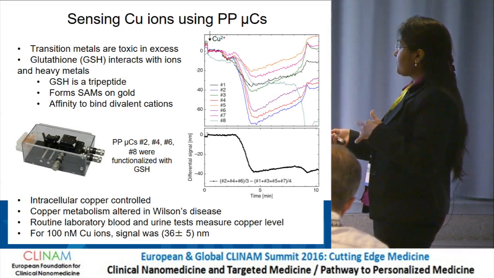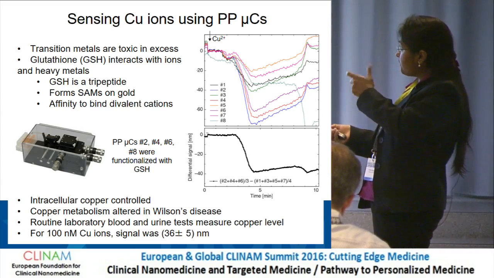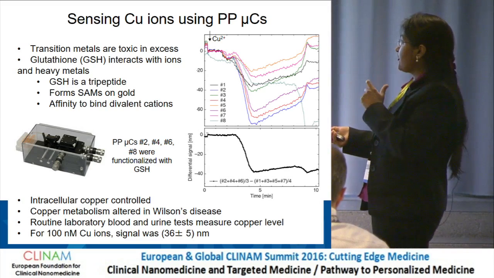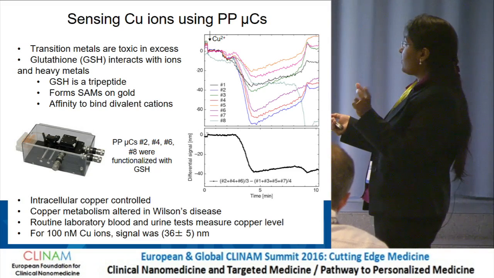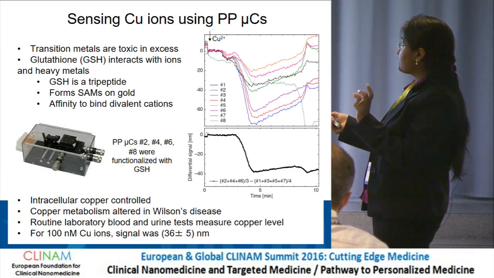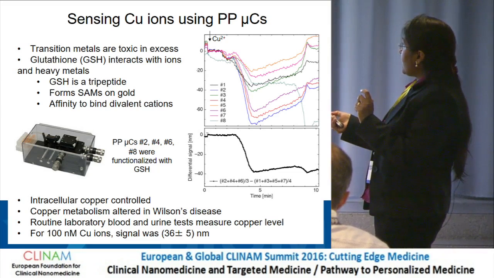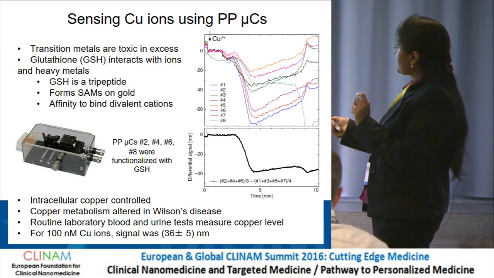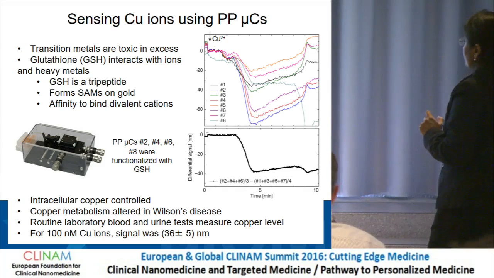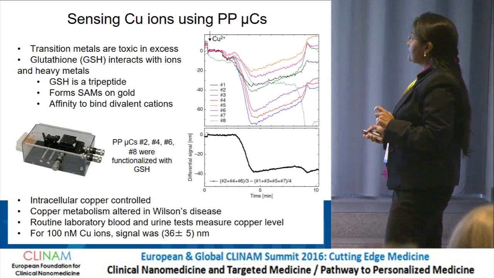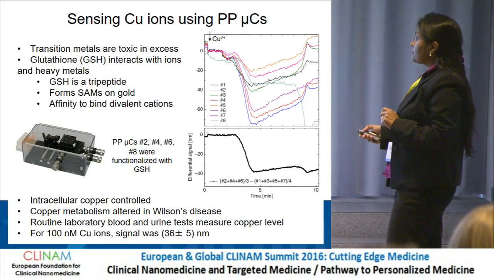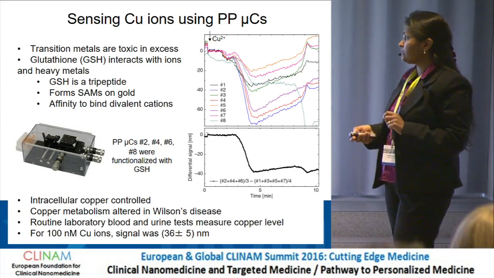And even if there was binding from other things, we measure the differential deflection. What you see here is when we injected copper, the initial deviation, due to the valve systems, gives some deviation in the whole system. Then you see the colors mentioned, and here we have the differential deflection. For 100 nanometer copper ions, we got a signal of around 36 plus or minus 5 nanometers.